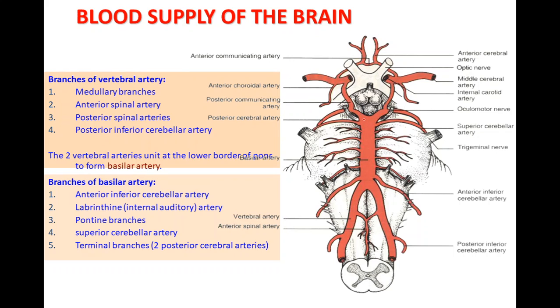There they take part in the formation of the circle of Willis. What is the circle of Willis? This is the circle of anastomotic vessels, which is formed by both the vertebro-basilar system as well as the carotid arteries.